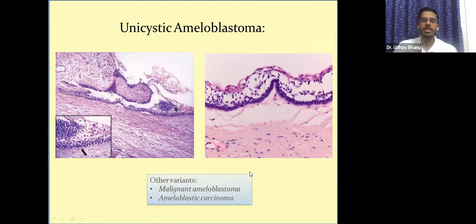Now, when you talk about ameloblastoma, you should also know that there are certain aspects of ameloblastoma which can be considered malignant. So the 2 variants here are the malignant ameloblastoma and the ameloblastic carcinoma. Malignant ameloblastoma is also known as METAM or metastatic ameloblastoma. That is, it is an ameloblastoma which histologically resembles the odontogenic presentation, but it is located at a site which is far away from the oral cavity.